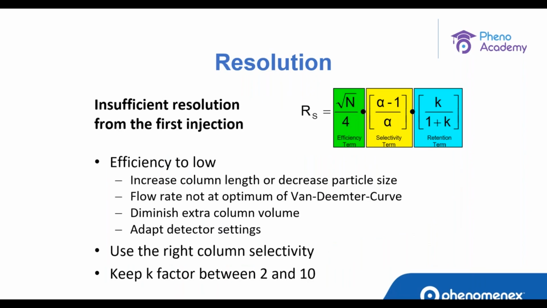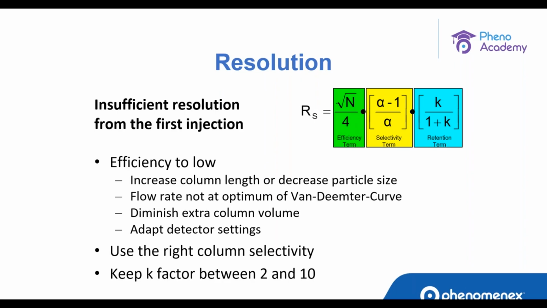Last but not least, resolution is another problem we may face, for example low resolution from the first injection. Why does that happen? The efficiency is too low. If so, increase the column length or decrease the particle size. That is an ideal factor to change, but we need to consider that we are using the best flow rate in the method. So we can slightly change the flow rate and also consider some detector settings as well.